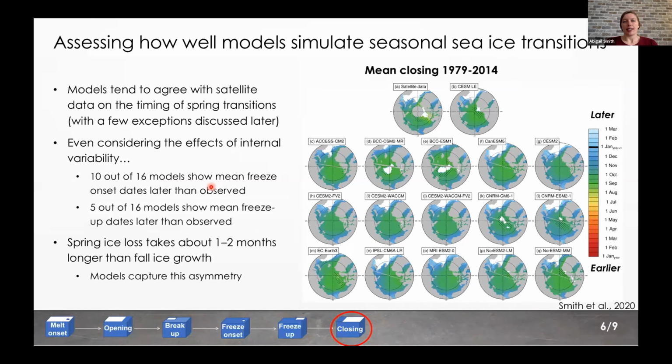But you'll notice that the last 3 figures that I showed there, those fall transitions, all appeared more similar to each other than the spring dates. And that's because spring ice loss takes about 1 to 2 months longer than fall ice growth. And the climate models are capturing this asymmetry well.